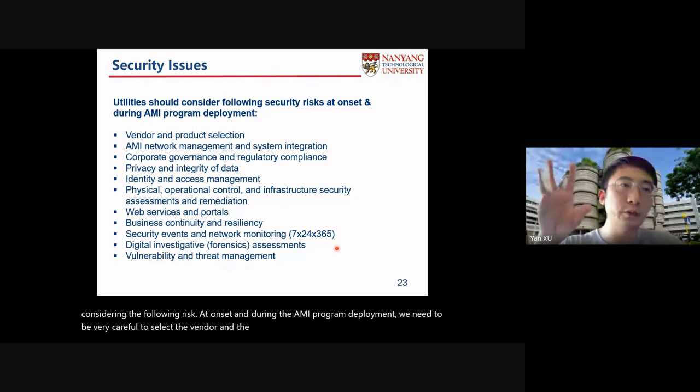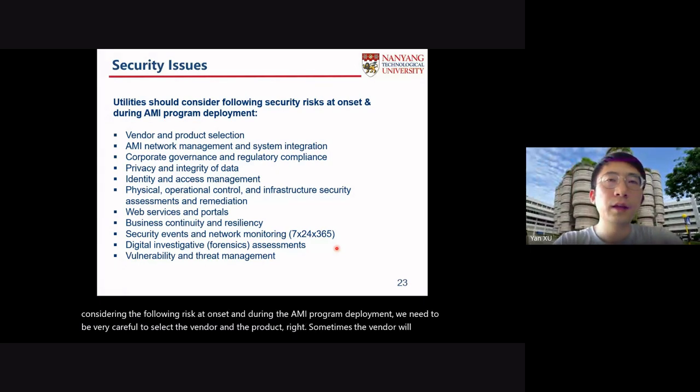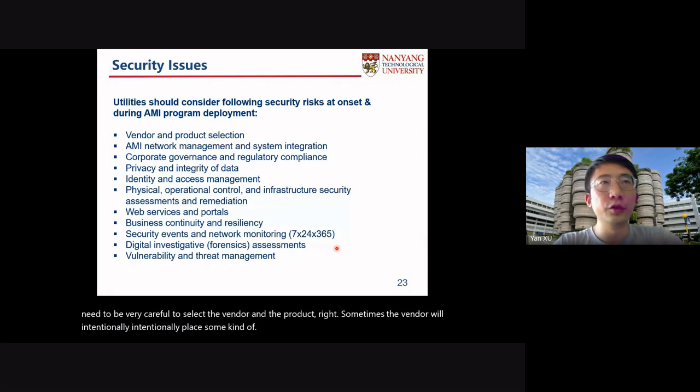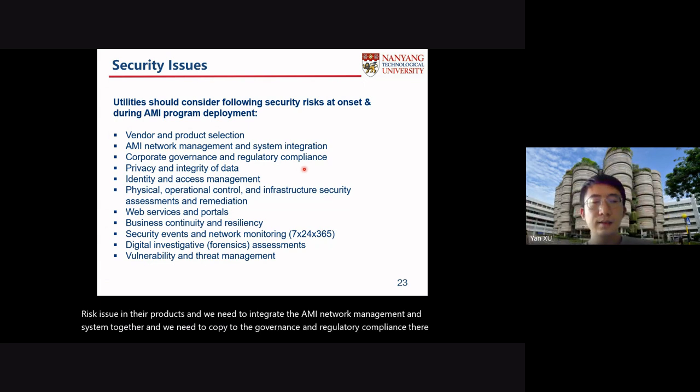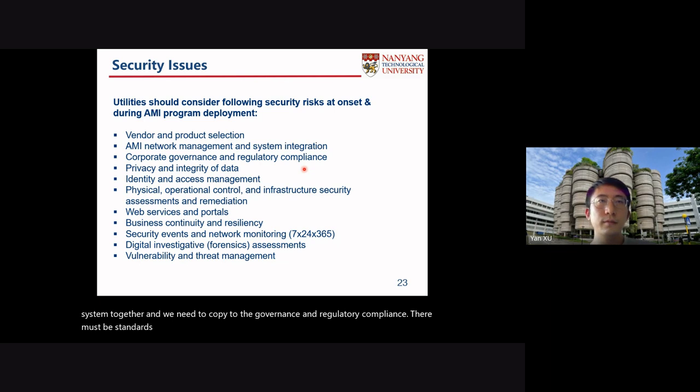Sometimes the vendor will intentionally place some kind of risk issue in their products. And we need to integrate the AMI network management and the system together. And we need to incorporate the governance and the regulatory compliance. There must be standards and protocols to follow. And we need to consider the privacy and the integrity of the data. There must be some policies and even laws for this data privacy and data integrity.